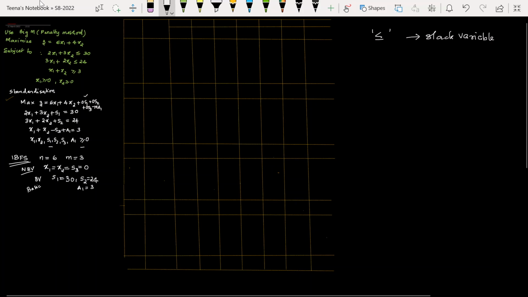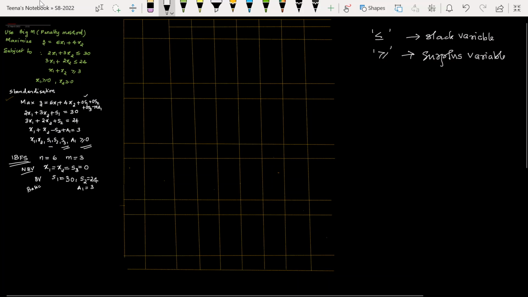Now coming to the third constraint, we have the constraint as a greater than or equal to inequality. So for the greater than or equal to inequality, we have a surplus variable. The surplus variable is a non-negative variable subtracted from the left hand side. The surplus variable is S3 here. It is subtracted from the left hand side of the greater than or equal to inequality in order to make it an equation. So we added two slack variables and one surplus variable.